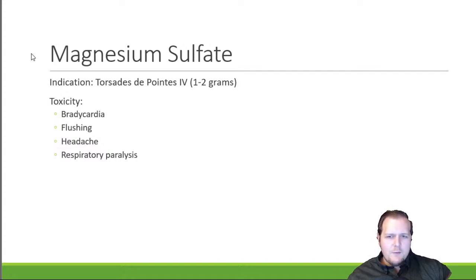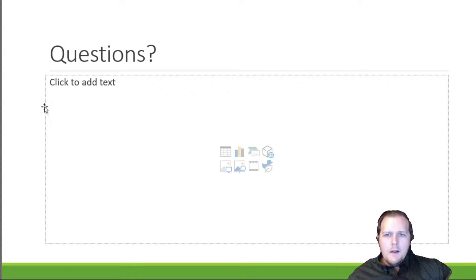What other side effects might you see? Flushing, you can see some hypotension associated with that, maybe bradycardia. But again, probably better to have that than a patient being in torsades, because that rhythm is not really compatible with life, as it turns out. So that's it for this section.